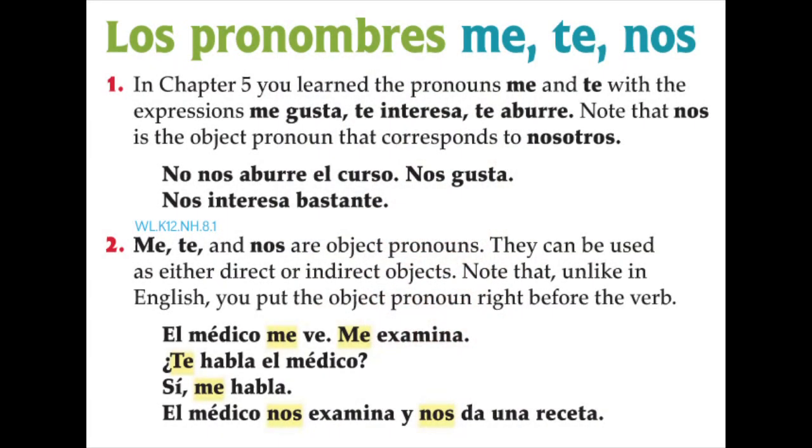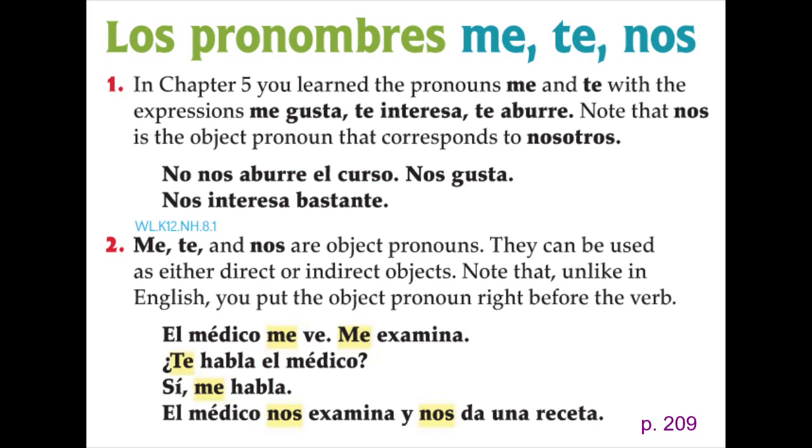Los pronombres me, te, nos. In chapter 5, you learn the pronouns me and te with the expressions me gusta, te interesa, te aburre. Note that nos is the object pronoun that corresponds to nosotros. That is, we. Nos means us. No nos aburre el curso. Nos gusta. We're not bored by the class. We like it. Nos interesa bastante. It interests us a lot.